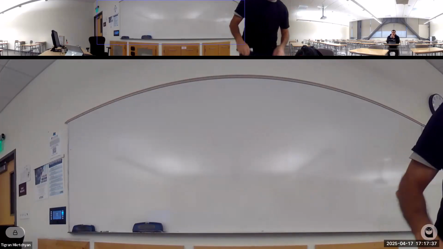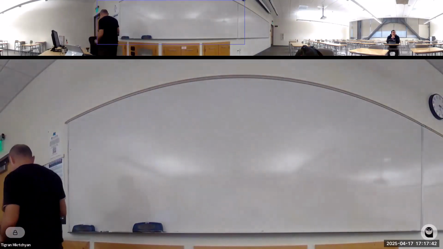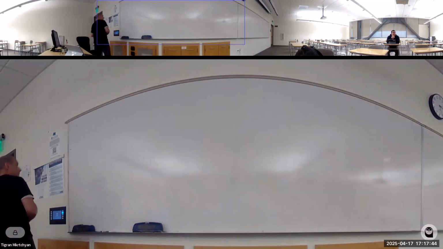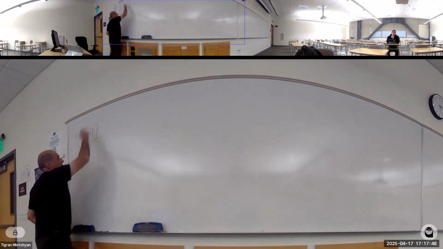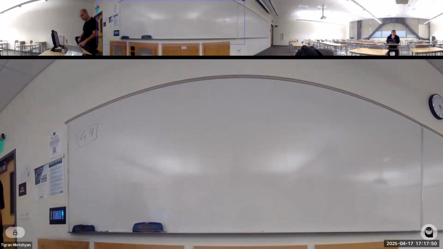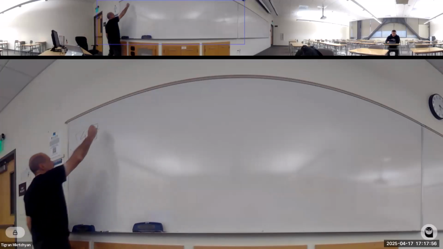So back to 4.9. So we were solving systems. Let's look at this one, for example. Control plus. This is number 9. I think that's also new.